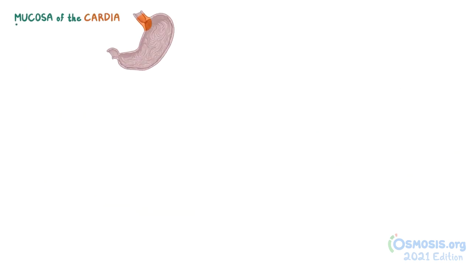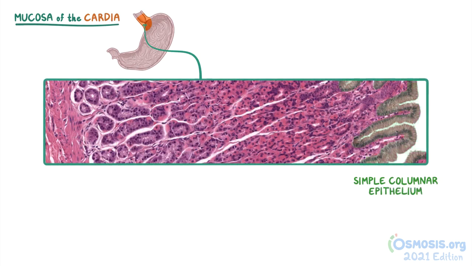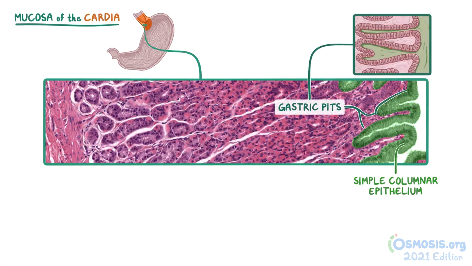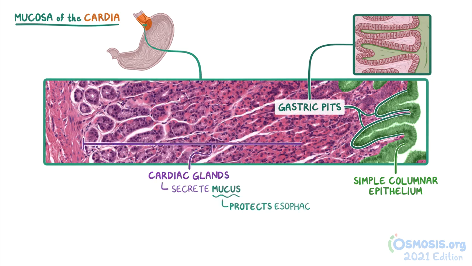Now, if we take a closer look at the mucosa of the cardia, we can see that the surface of the mucosa has a simple columnar epithelium with many invaginations that form millions of gastric pits. The gastric pits will comprise about a quarter of the mucosa's thickness. At the base of these pits, they join with multiple tubular cardiac glands that secrete mucus that protects the esophagus from gastric reflux, and is also a part of the stomach's gastric juice.